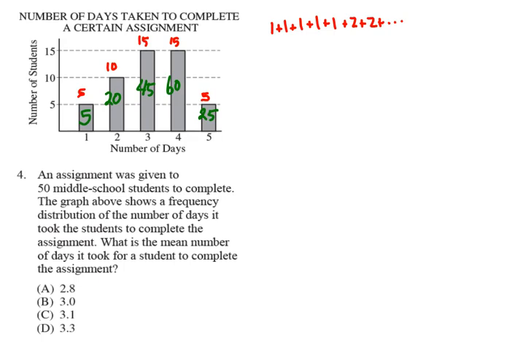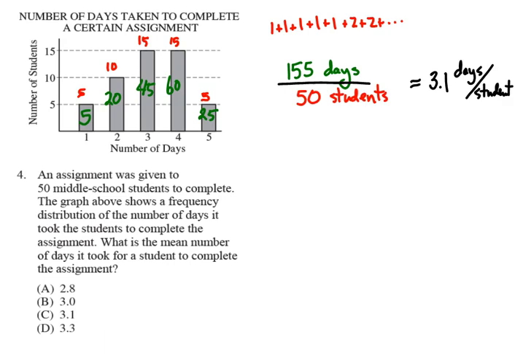So we could either make a table or just mark up the chart the way that I did, and you need to add those up. So the green numbers, those are our number of days, and the red numbers, those are our number of students. We're going to add up both of them, and we're going to get 155 days and 50 students, and that would give 3.1 days per student, and so the answer would be C.